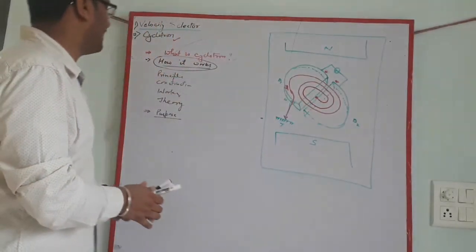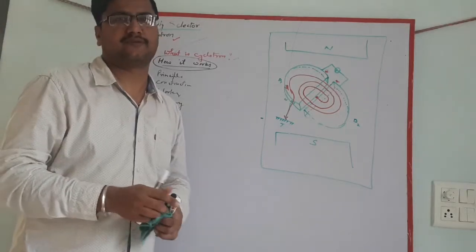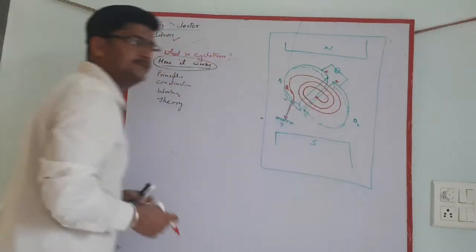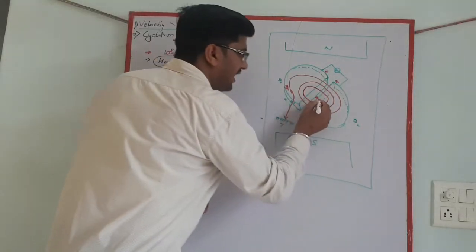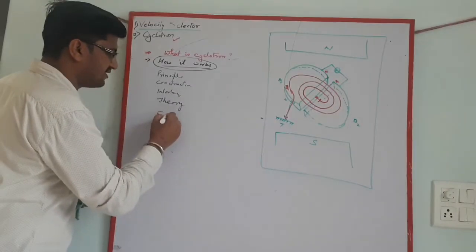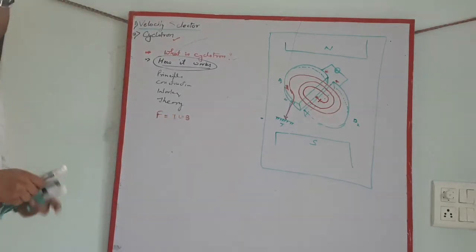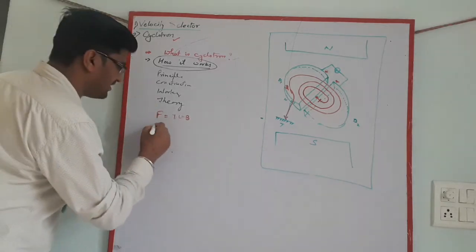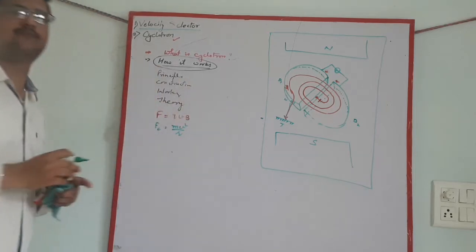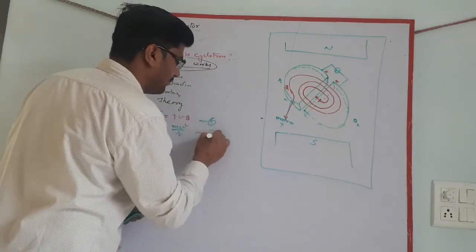After working, we have theory. What is theory? Theory means mathematical treatment. When the particle moves in a circular path, it moves under the action of the magnetic force only. So what is the magnetic force? F is equal to qvB. This is the magnetic force, and Fc is the centripetal force, mv square by r, experienced by it during the circular motion. So these two terms must be the same.